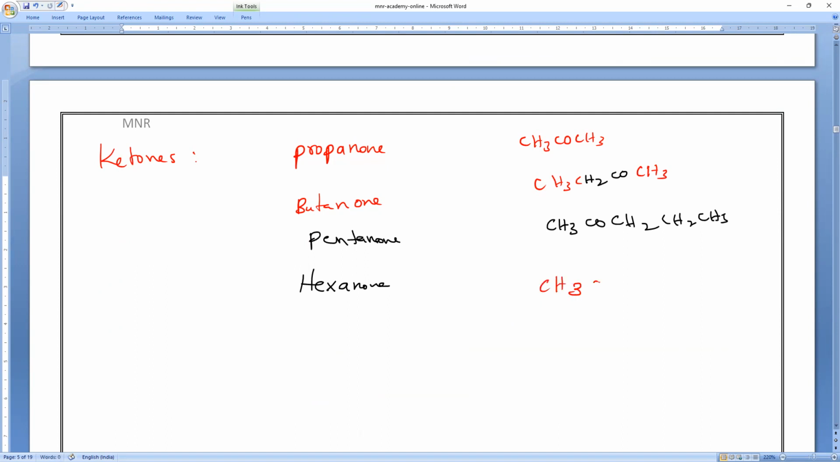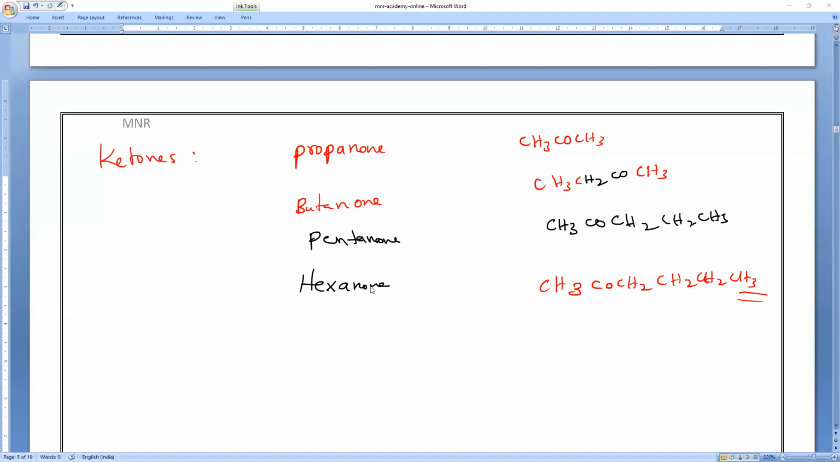6 carbons. CH3COCH2CH2CH2CH3. That's all: 1, 2, 3, 4, 5, 6. Over. So this is hexanone. Propanone, butanone, pentanone, and hexanone. So my request is that a ketone will never exist as methanone or ethanone, just like methanol and ethanol.